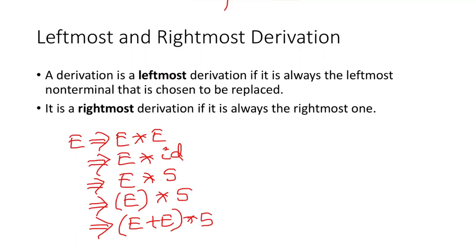Now if you notice the pattern, at every step I have replaced the rightmost non-terminal. So here I have replaced E, which is rightmost. Then next I have replaced ID. Then after replacing ID, I am left with this E, so I have replaced this E. Then I have expanded E plus E. I have replaced this E by E plus E.